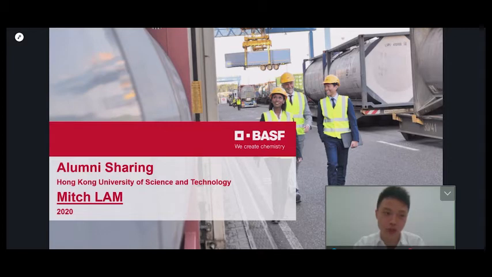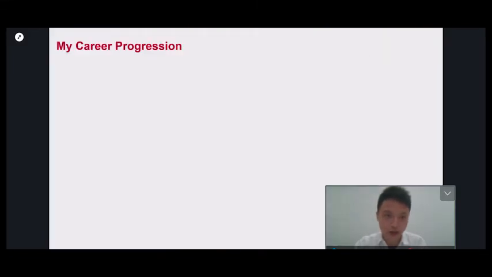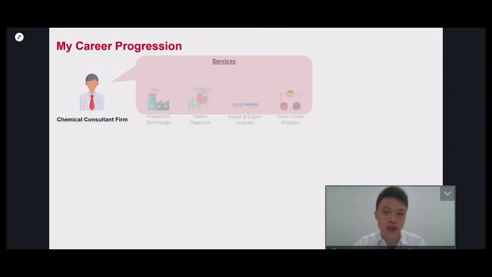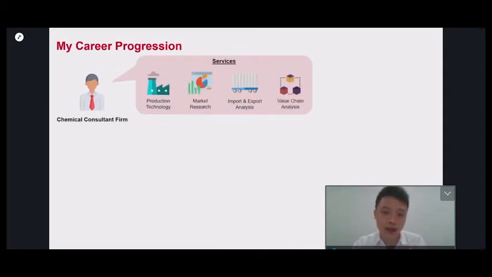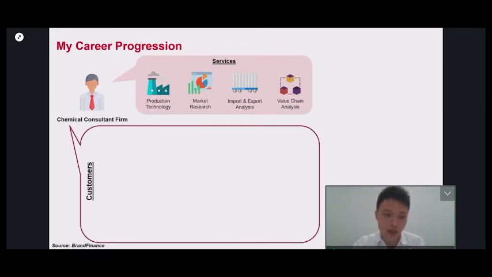My first job after graduating was as a chemical consultant, working in a chemical consultant firm. The services that I provided are production and market research, import and export analysis, and value chain analysis. My customers were chemical companies. After you graduate, you must know some of them. Here are the top 10 chemical companies. And after 2 years, in 2018, I joined BASF. I became part of the supply chain, and my team is the customs and foreign trade team.